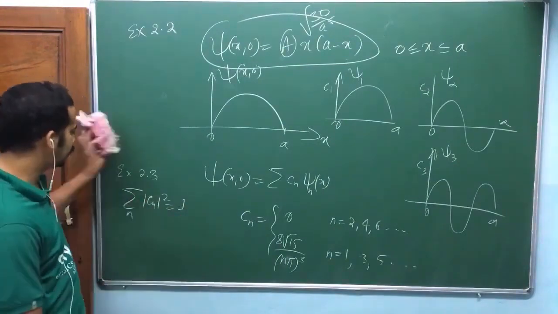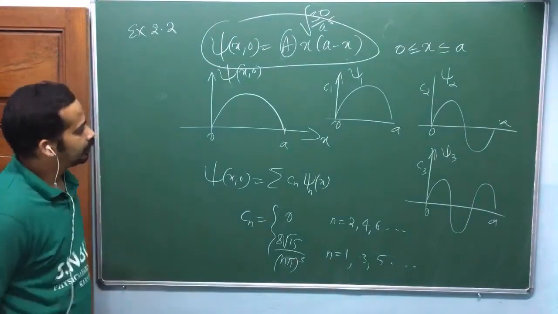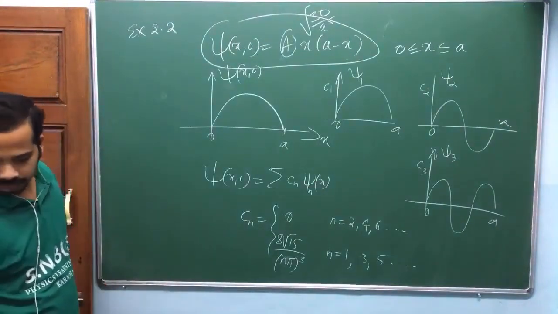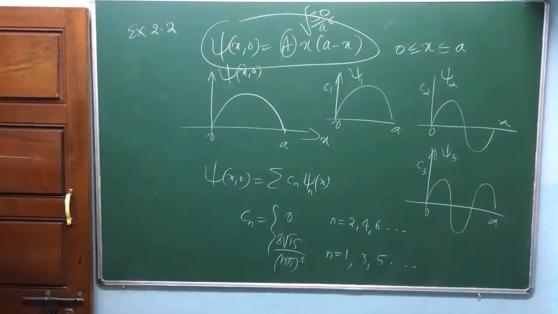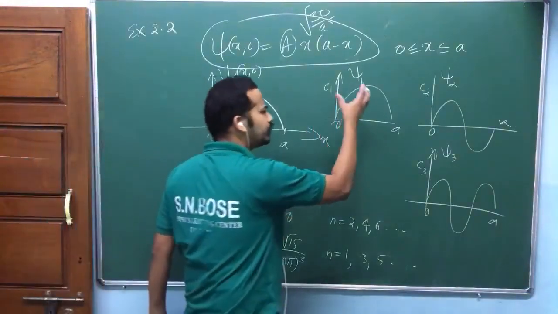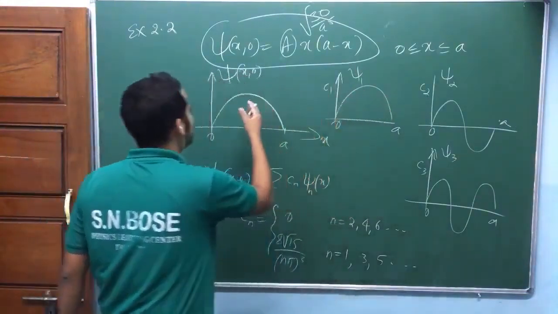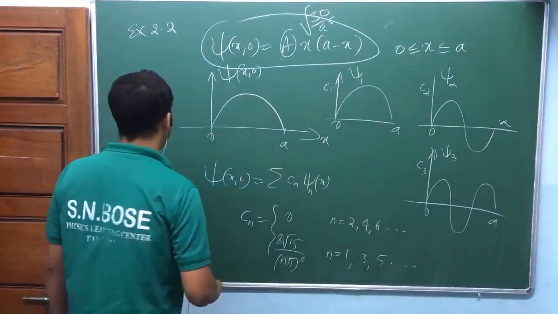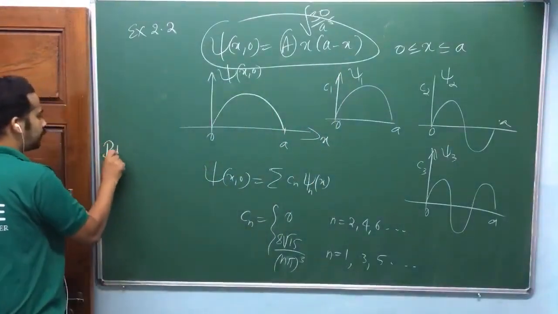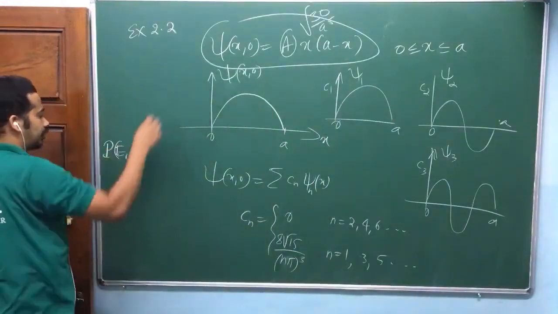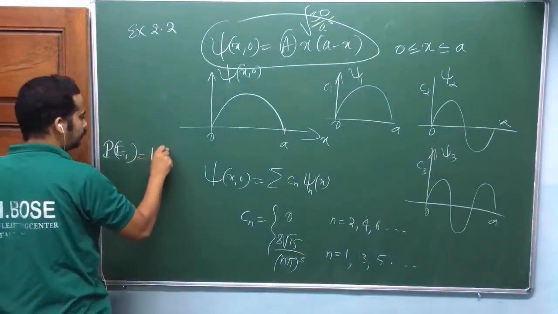Okay? In the example number 2.3, that's a different story. Now you can go for probabilistic interpretation. Again, that's also example 2.3. Since the dominancy of this one is so high in the expansion, mod C1 square, or the probability of getting E1 in this state, so that is mod C1 square.